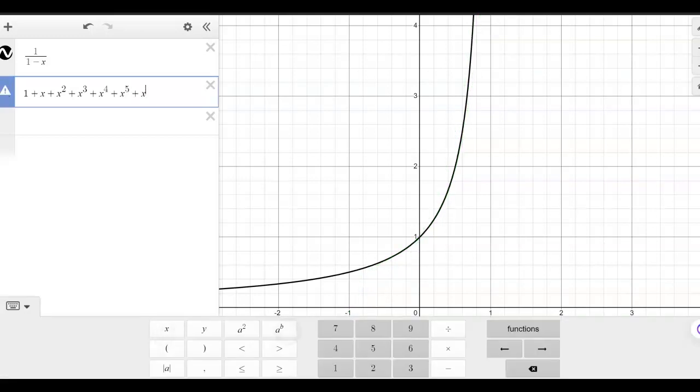Plus x to the 6th. Going out even further. We'll just do one more. I think you're getting the idea. Plus x to the 7th. And it's just going to keep starting to wrap itself a little further along the actual curve. So, what does that tell us?